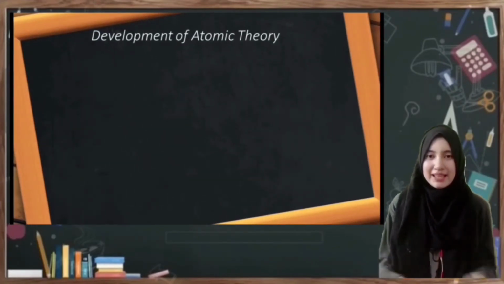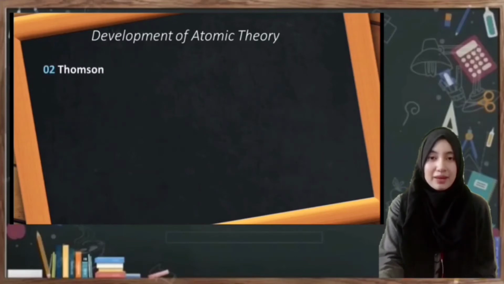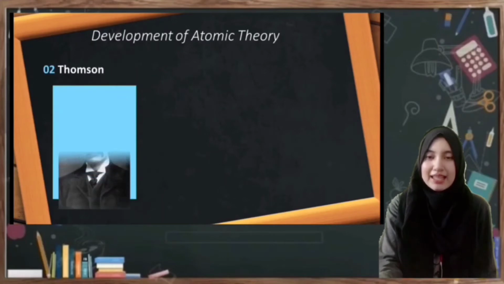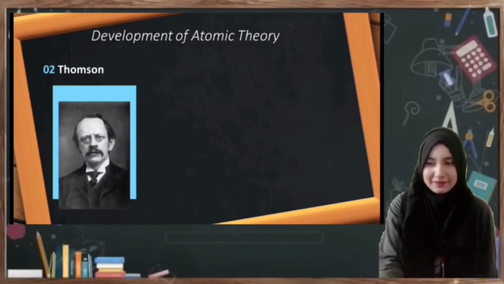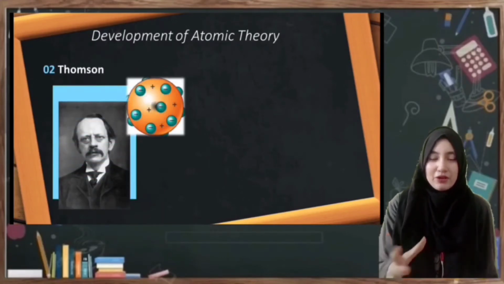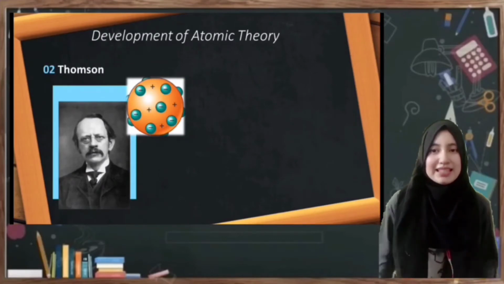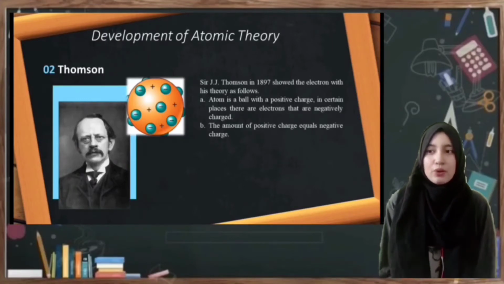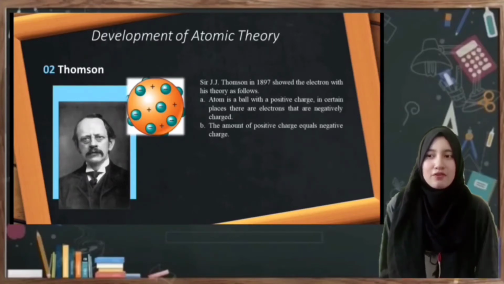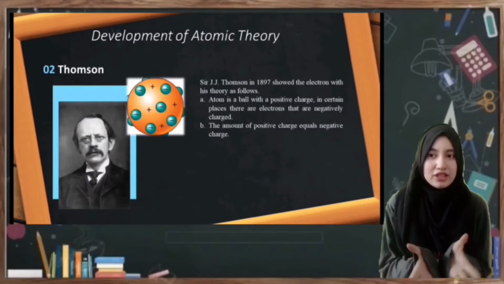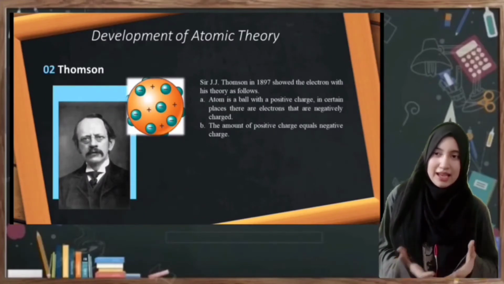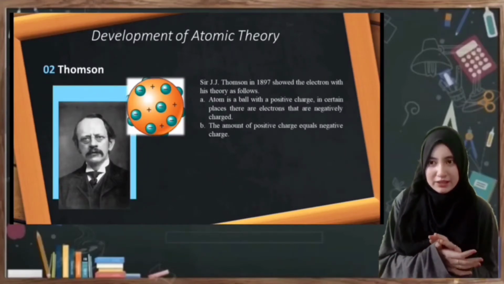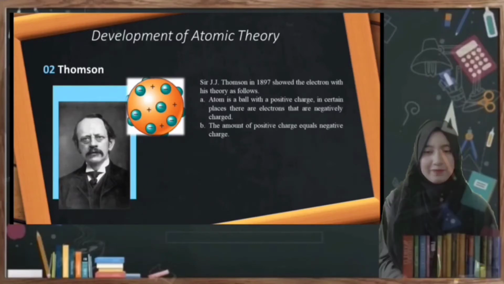Okay, for the second founder in the development of atomic theory, it is Thomson. You can see on the slide the picture or face of Thomson, and the picture of his theory about the atom. Sir J.J. Thomson in 1897 showed the electron, with his theory as follows, two parts. First, the atom is a ball with a positive charge, and in certain places there are electrons that are negatively charged. And the second is that the amount of positive charge equals the negative charge.